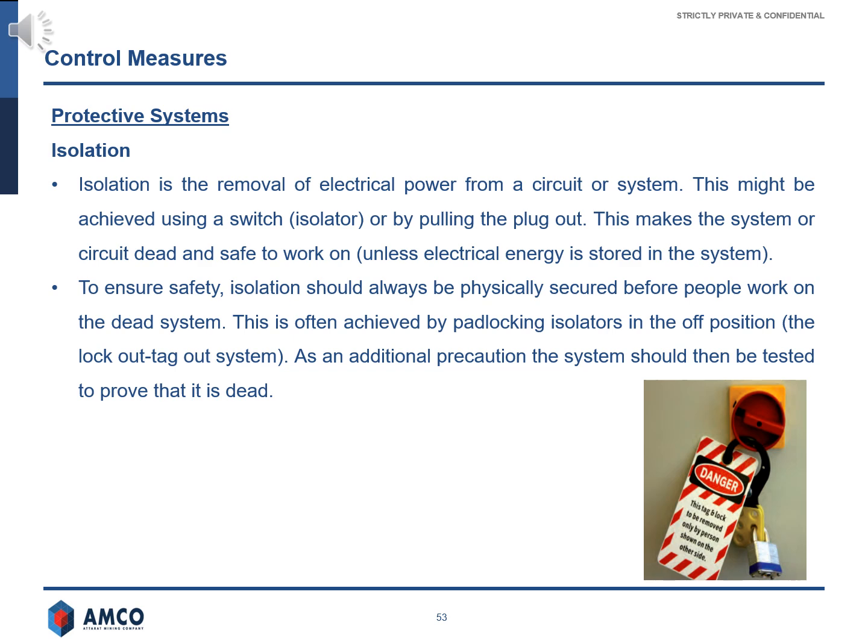Isolation. Isolation is the removal of electrical power from a circuit or system. This might be achieved using a switch isolator or by pulling the plug out. This makes the system or circuit dead and safe to work on, unless electrical energy is stored in the system. To ensure safety, isolation should always be physically secured before people work on the dead system. This is often achieved by padlocking isolators in the off position, the lockout-tagout system. As an additional precaution, the system should then be tested to prove that it is dead.